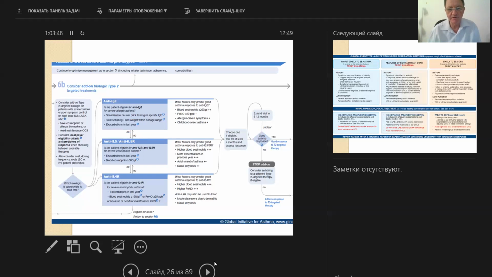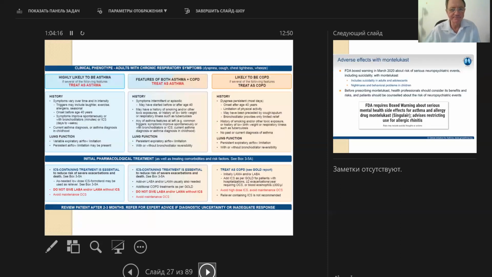Now, a patient with bronchial asthma who uses oral corticosteroids on a regular basis is practically an exception rather than the rule, because all these drugs help you to reach good control.